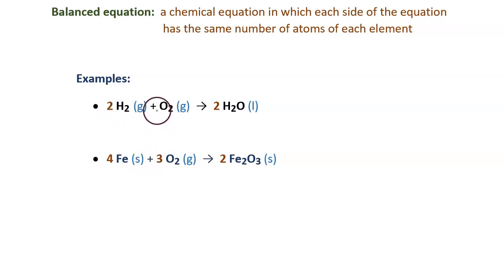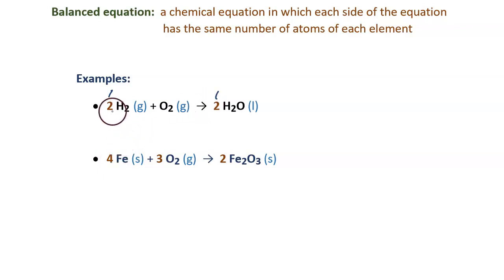2H2 gaseous plus O2 gaseous produces 2H2O liquid. If this did not have the 2 here and the 2 here, then it's only a skeleton equation, saying that hydrogen plus oxygen makes water. But because of the coefficients of 2 written in front of those substances, it becomes a balanced equation because there's an equal amount of each atom on both sides of the arrow.